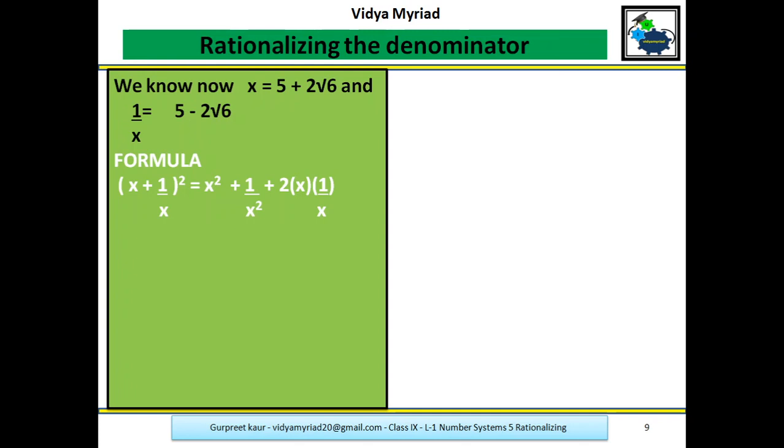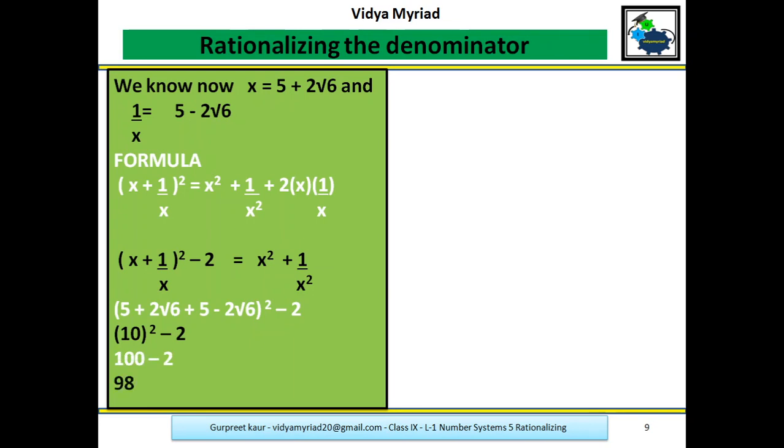Now if you look into 2 into x into 1 upon x, you will simply cut x off, so only 2 will remain here. So I will take it to the left hand side. On the right hand side will be what I have to find out, that is x square plus 1 upon x square. Now just put the value of x and 1 upon x in the given expression and you will get 10 square minus 2, which is equal to 100 minus 2, which is equal to 98. So we say that the value of x square plus 1 upon x square is 98.